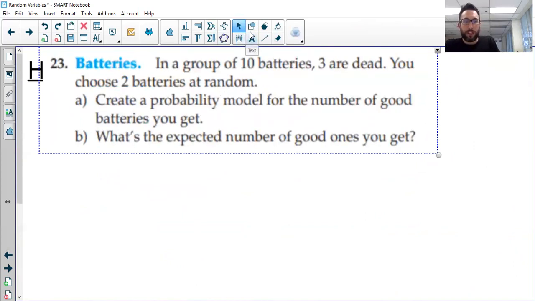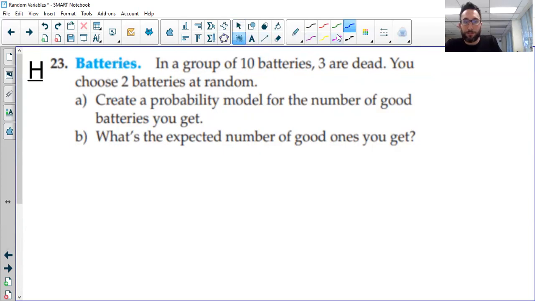Got 10 batteries, 3 are dead. We're going to pick 2 at random. Seems like a bad way to keep our batteries just all mixed together in a bag. Why am I saving dead batteries? Seems real dumb. Let's pretend this question isn't even there because we shouldn't need that.